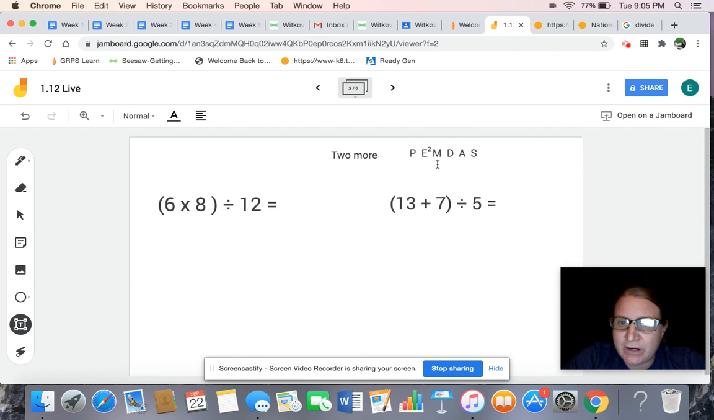All right, and then we're going to put another text box under here, and we have P stands for parentheses, E stands for exponents, M stands for multiply, D stands for divide, A stands for add, and S stands for subtract. There we have it.